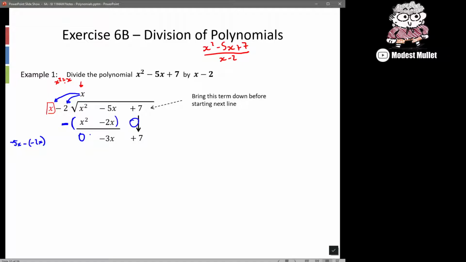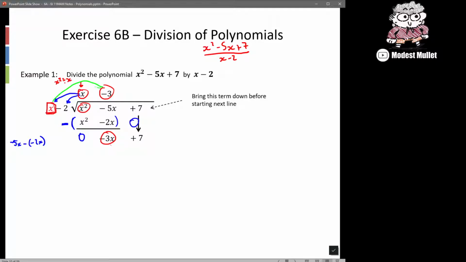Once we've gotten to this stage, we just repeat that whole process again. Come back to the very start using our key term. How many times can x go into negative 3x? Well, it can go in negative 3 times. That's how we've gotten those ones. Now we've got that number up the top.